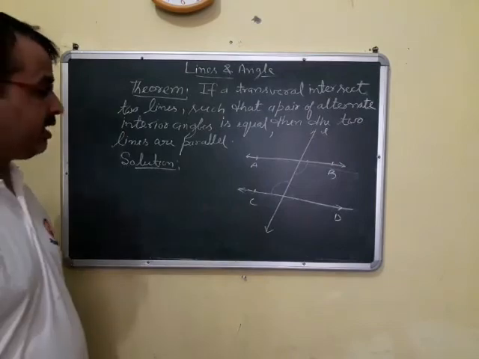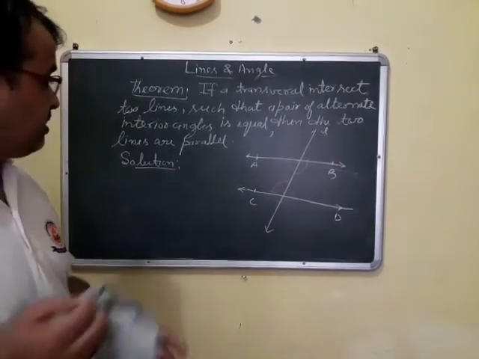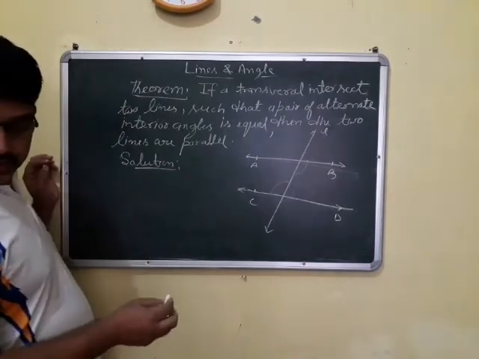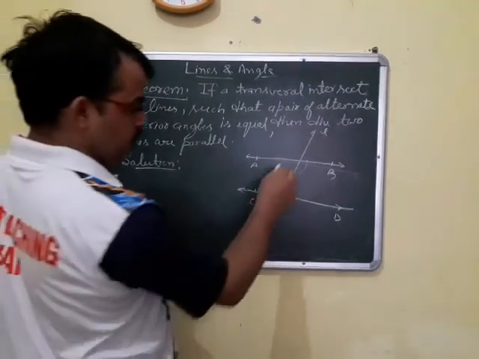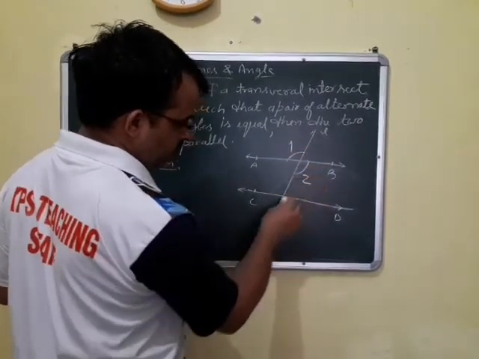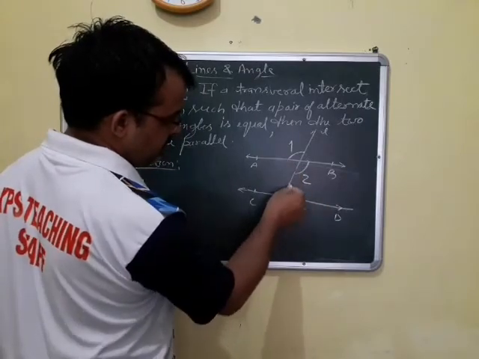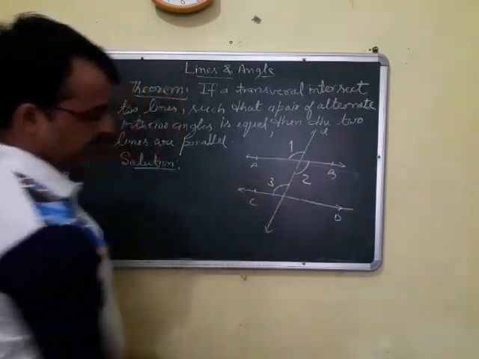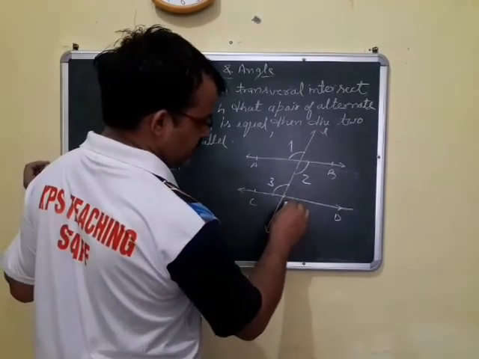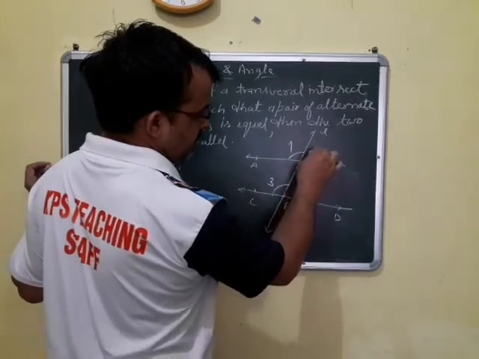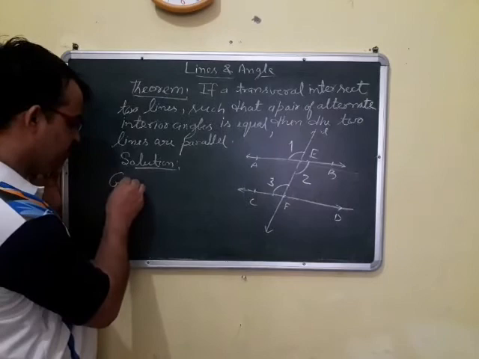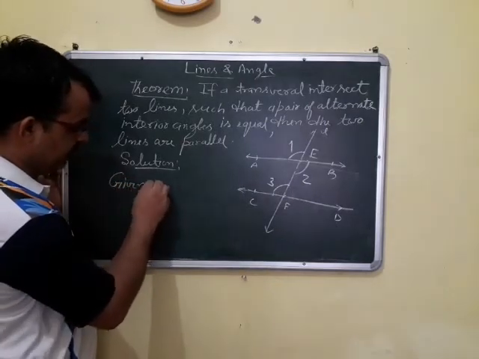Look at what is given first. Here, this one is angle 1, here is angle 2, and this one is angle 3. Clear? And these two points, this one is F and this one is E. Clear? Now first we write what is given.